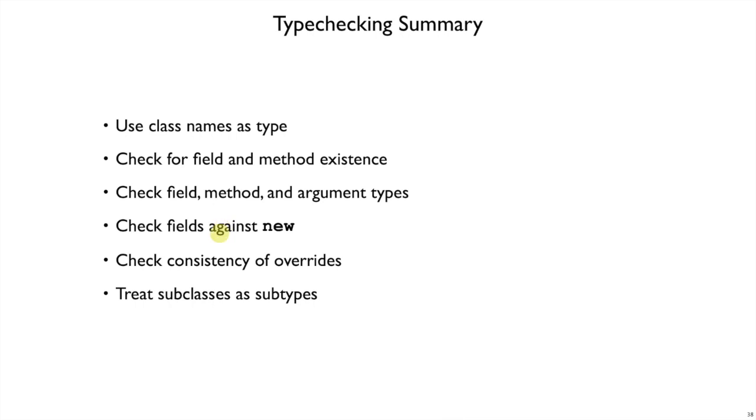We'll need to make sure that we instantiate a class with new, that we provide field values that are consistent with the field declaration types. And we'll need to make sure that when we have a subclass, when we have an extending class, that any method that it overrides, it does so with the same argument and result types. Finally, we're going to have to enrich our notion of type comparison with subtypes to say that extending classes are subtypes of the classes that they extend.